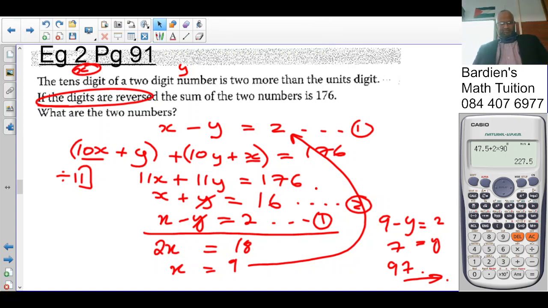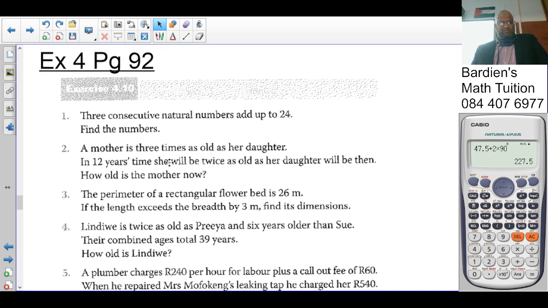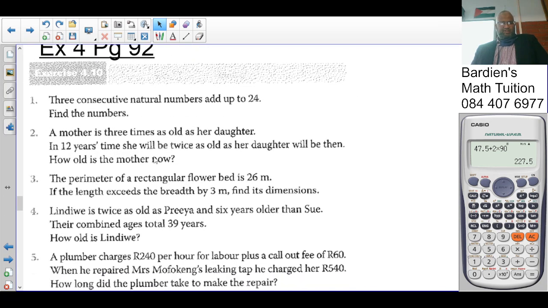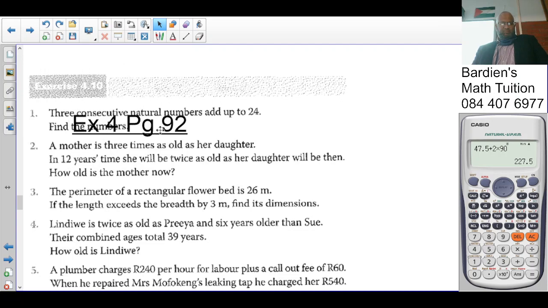So that's it. Then you had exercise 4 to do. Okay, any problems with number 1? Anybody have a problem with number 1? Number 2?